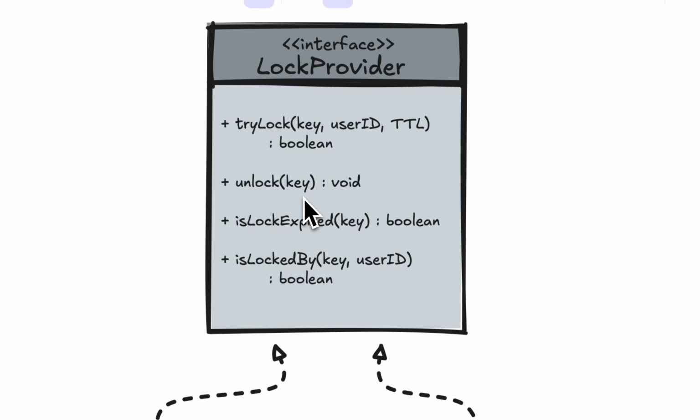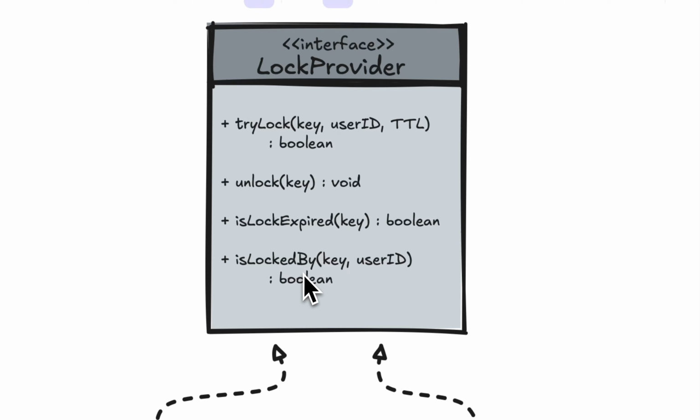The unlock key function will basically unlock that particular key. And isLockExpired will check whether the lock is expired on this key or not. If it is expired, then we'll return true, else we'll return false.